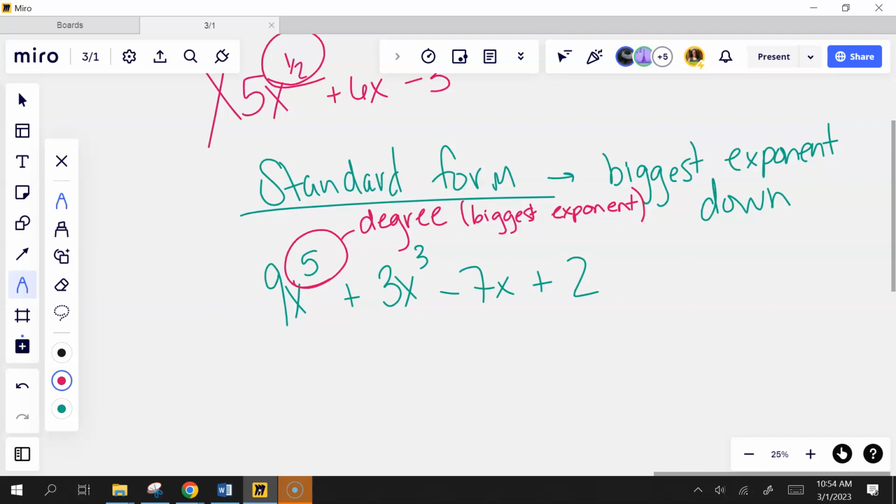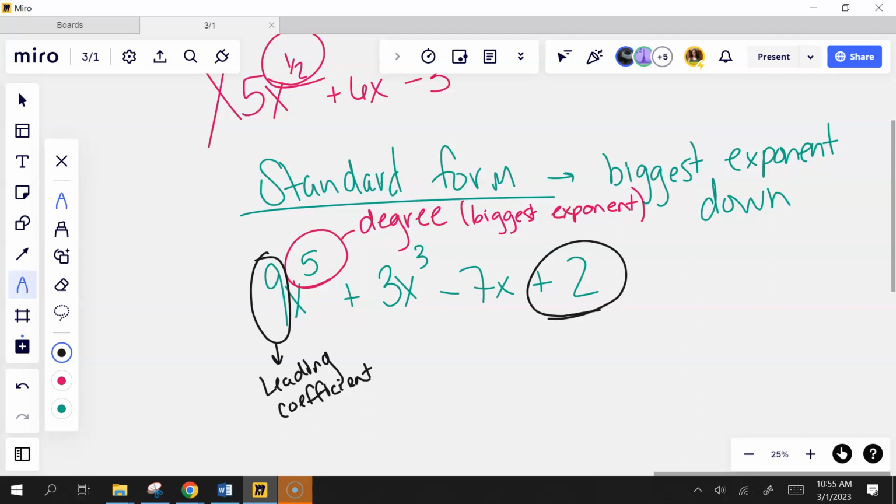Standard form. We write it in standard form from the biggest exponent down. That 9 in front, does anybody know what that's called? What kind of coefficient? The leading coefficient. It's called the leading coefficient because when I am in standard form, it leads the equation. So that makes sense, right?